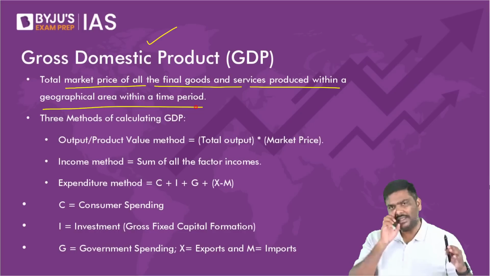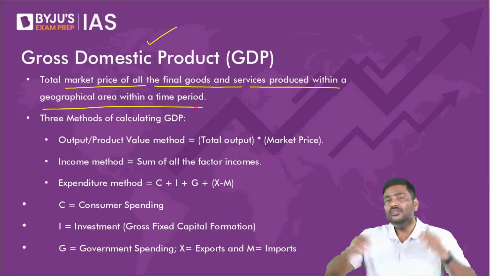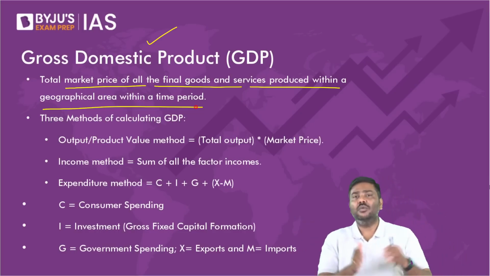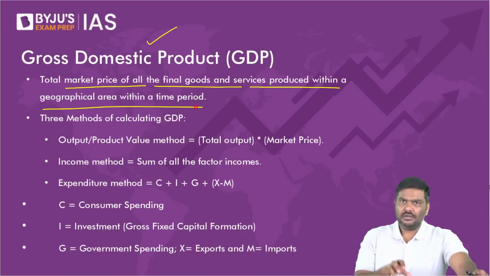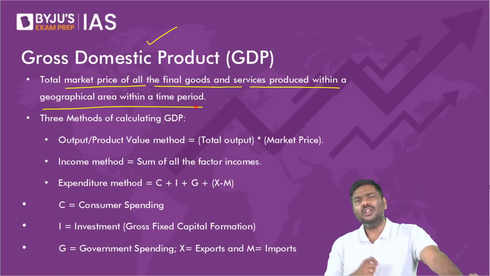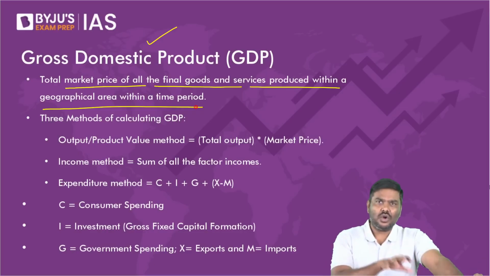I hope you remember we discussed all of this yesterday. What do you mean by half a financial year, full financial year? What do you mean by a quarter in the economy? So in a quarter, what is the market price of all the final goods and services which are produced? It is called gross domestic product.